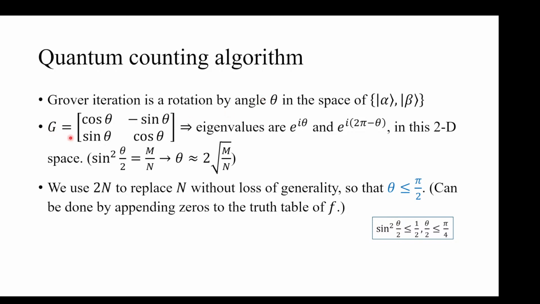And so the rotation you can write as a matrix: cosine theta, minus sine theta, sine theta, cosine theta. Then you can do your linear algebra to calculate its eigenvalues, and you see that the eigenvalues are e to the i theta and e to the i (2 pi minus theta). Also a reminder here: remember sine squared of theta over 2 equals n over N. So theta will be about 2 times the square root of n over N.